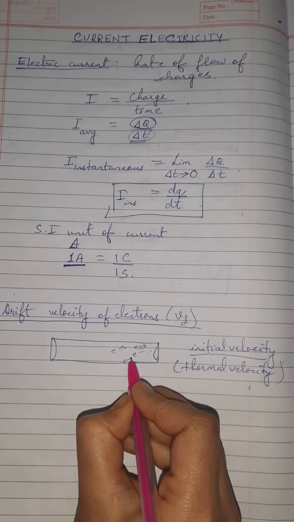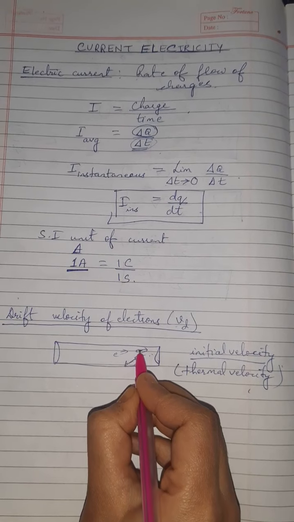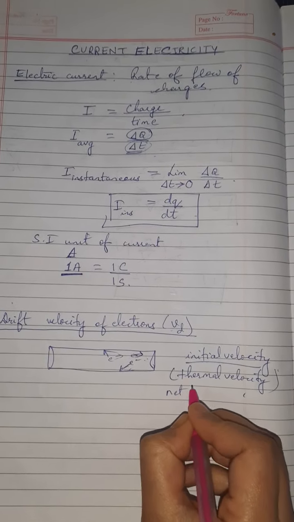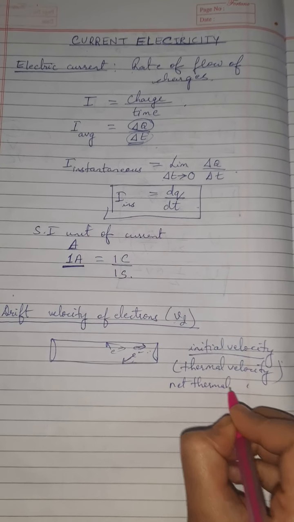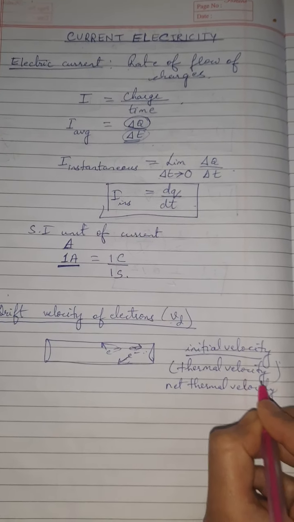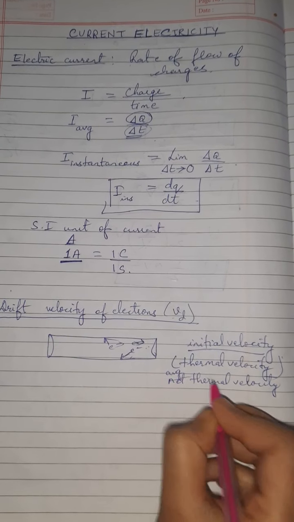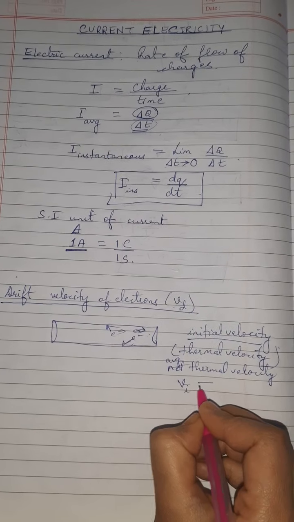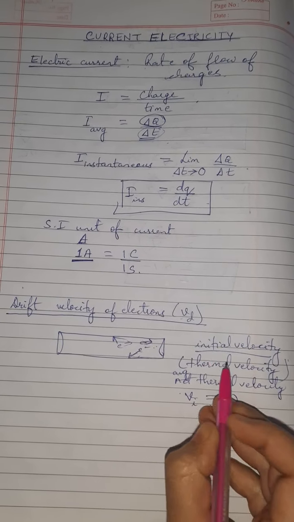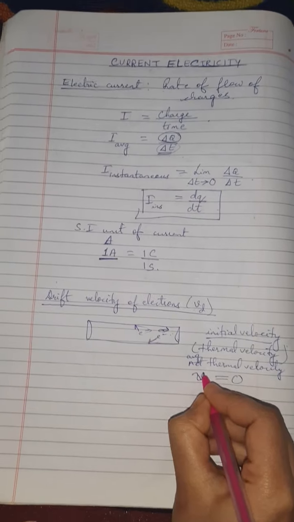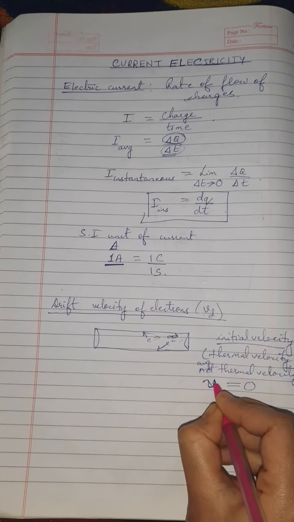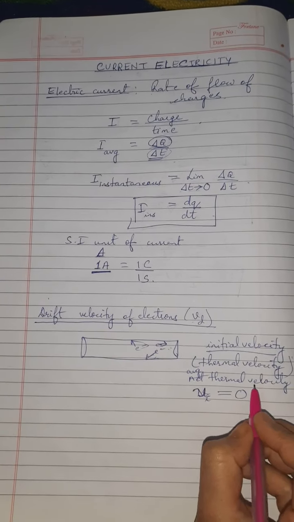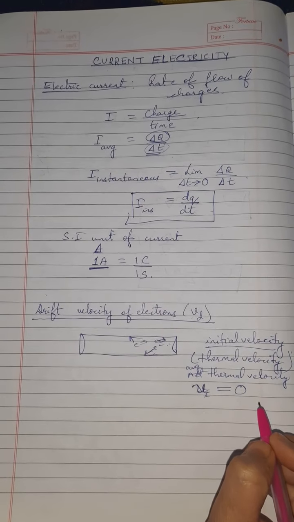Okay, now when you look at the thermal velocity, it is not in one direction, it is randomly oriented. So the net thermal velocity or average thermal velocity, say it is Vi, is equal to 0, or since we have taken it as initial velocity, we can also take it as U, because initial velocity in physics is taken as U. So U average, that means the thermal velocity for the electrons, is considered to be equal to 0.